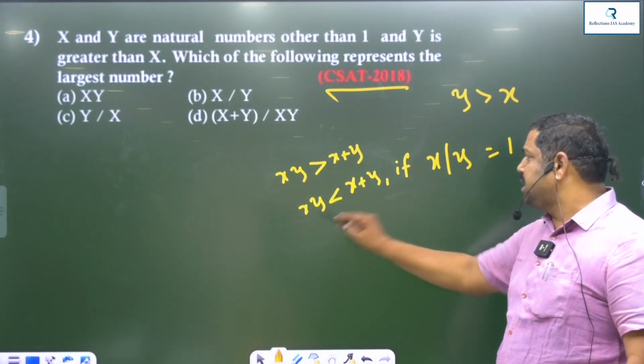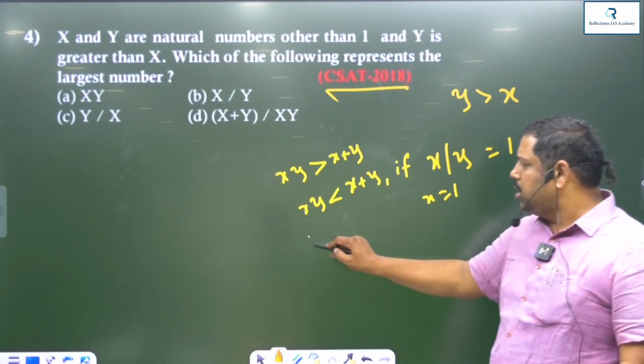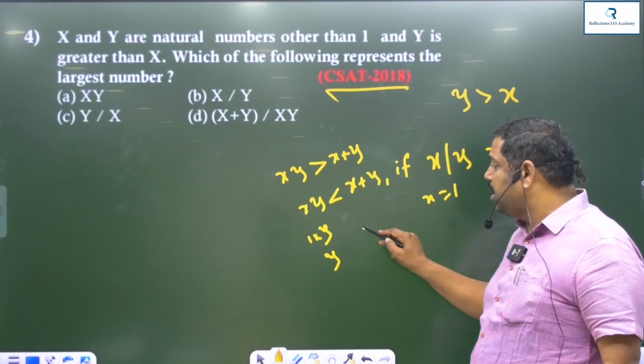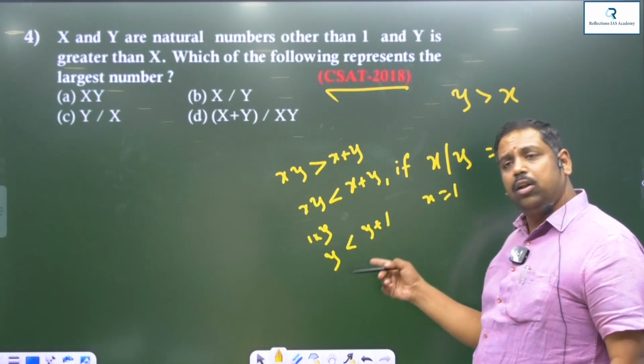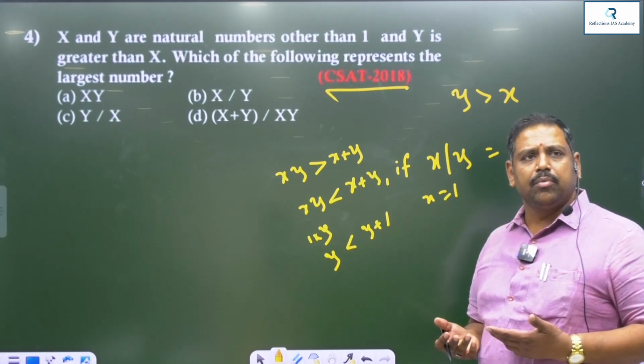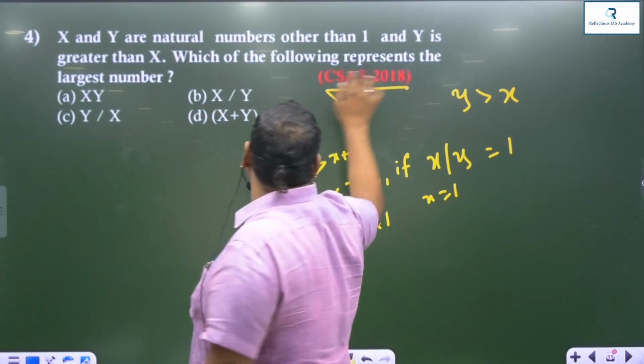Why? Because suppose x is equal to 1, then it will be how much here? 1 into y, means y only, right? But the sum will be y plus 1. So this will be less, right or wrong? In all the remaining cases, which is greatest? xy is greatest, right?